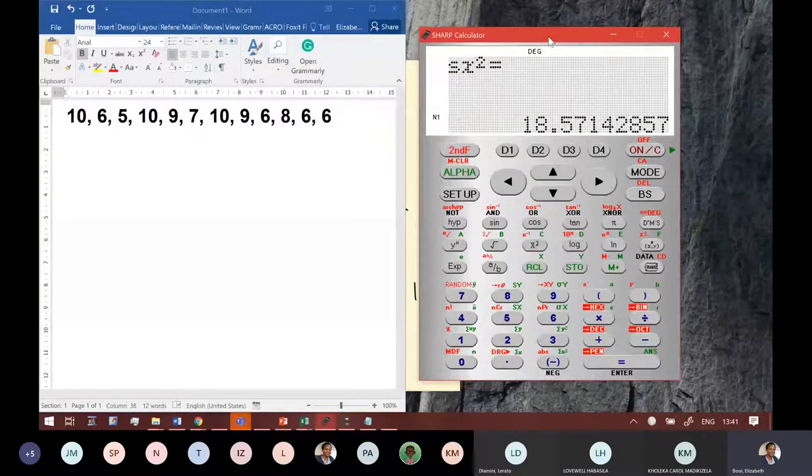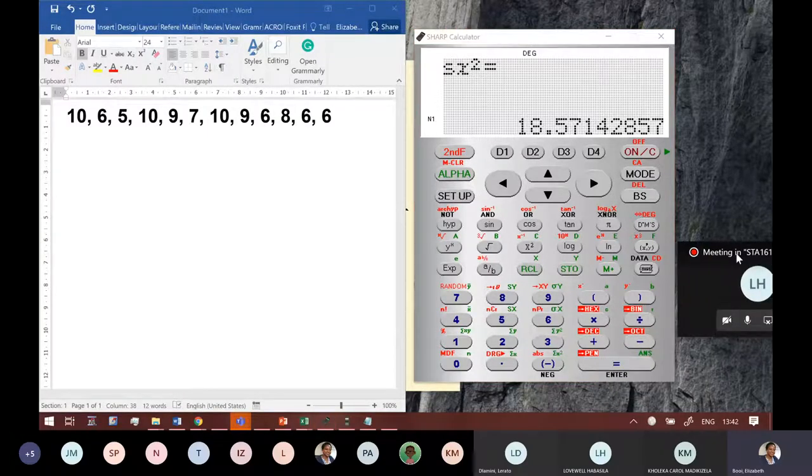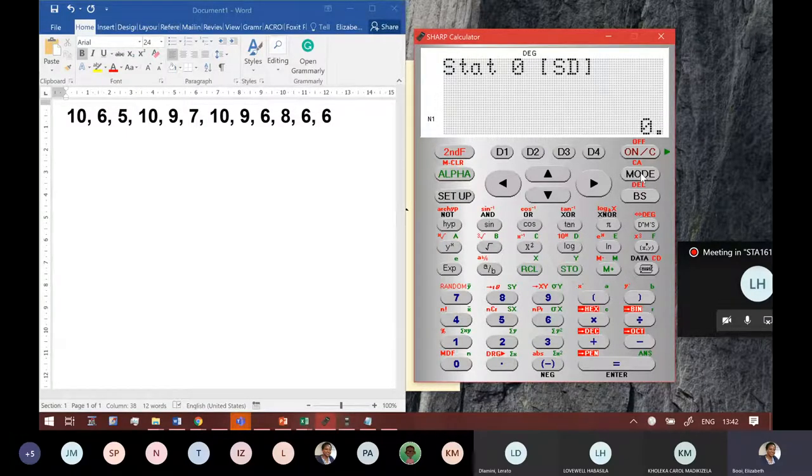Okay, so let's use the Sharp calculator. What I haven't told you yet is that if you haven't cleared your calculator of the stored values, you will be adding on top of the values that you have. So once you have completed one question and move to the next one, you must always remember to clear your calculator. To clear the stored values, you just press second function and then the mode button. It will clear your calculator.